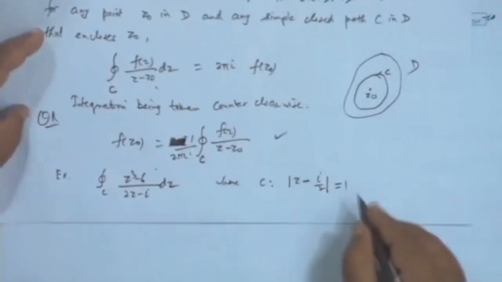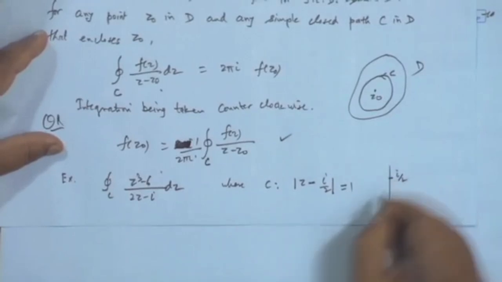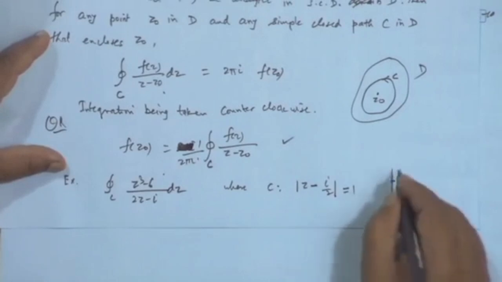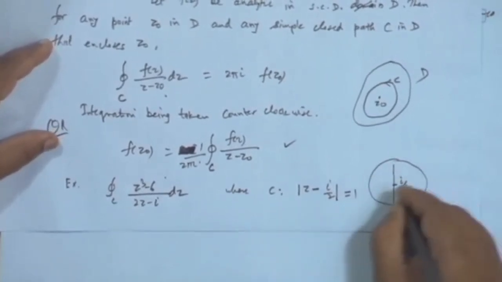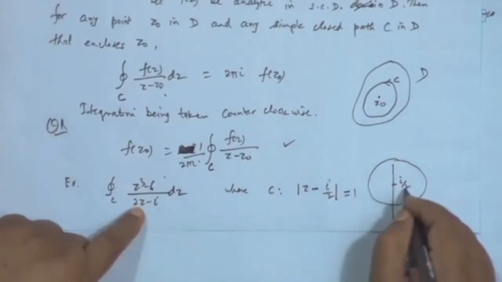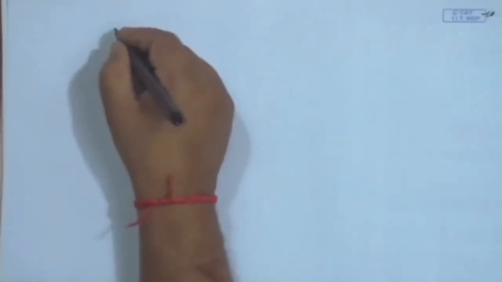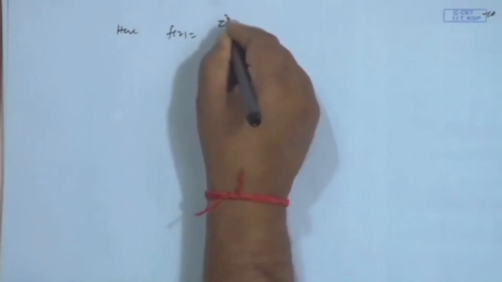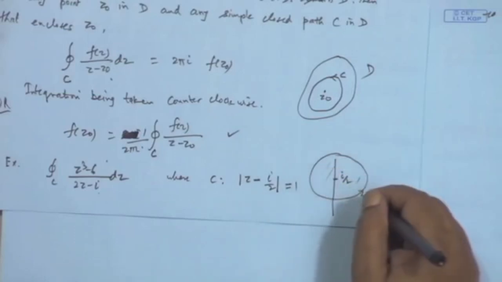So, if we consider this circle centered at i/2 with radius say 1, then this function (z^3 - 6)/(2z - i) ceases to be analytic at z equal to i/2. But the function f(z), which is (z^3 - 6)/2, is analytic inside the curve C, and it has the point i/2 inside.